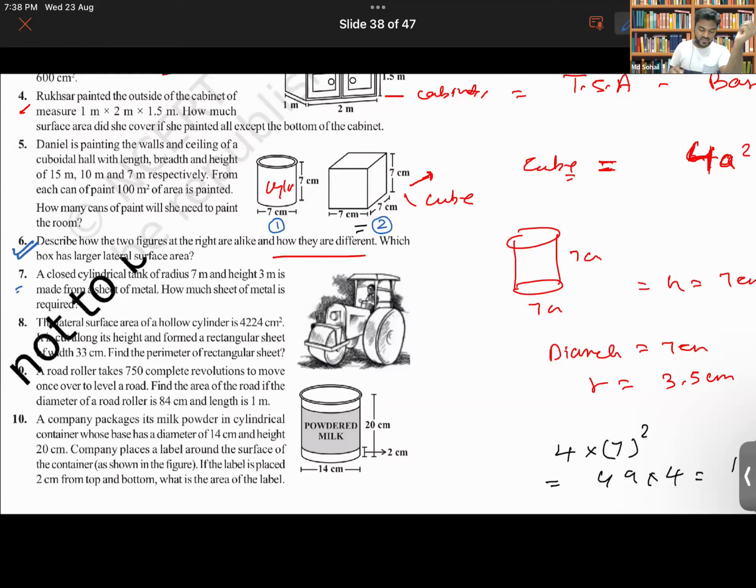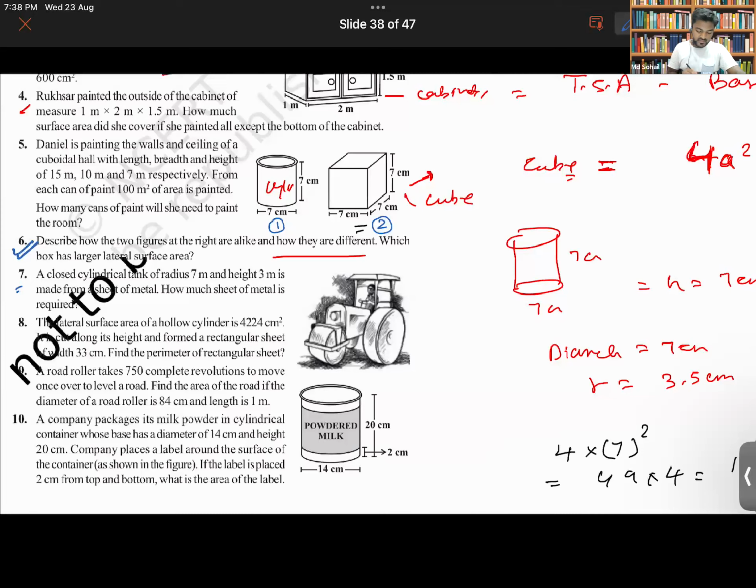Question number 7. In this figure, there is a closed cylindrical tank of radius 7 meter and height 3 meter. It was made from a sheet of metal. How much sheet of metal is required? Isn't it easy? You have to find the total surface area. Yes, that is easy.